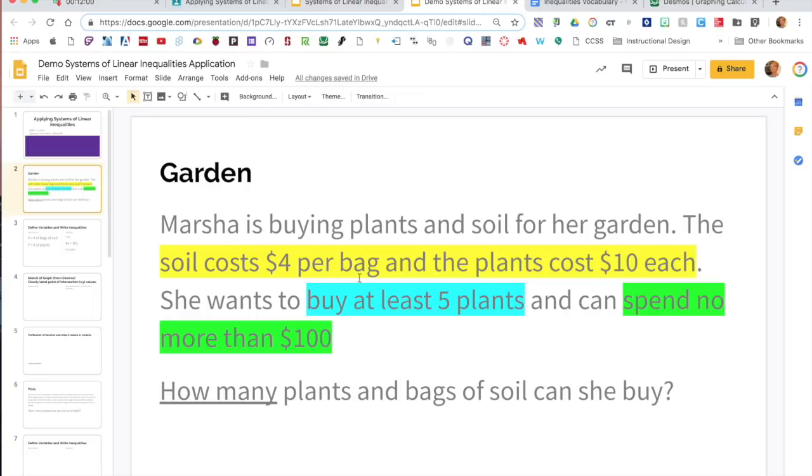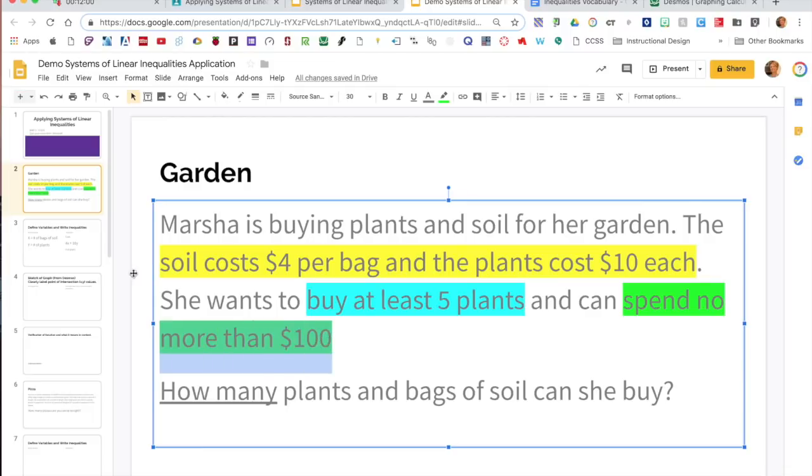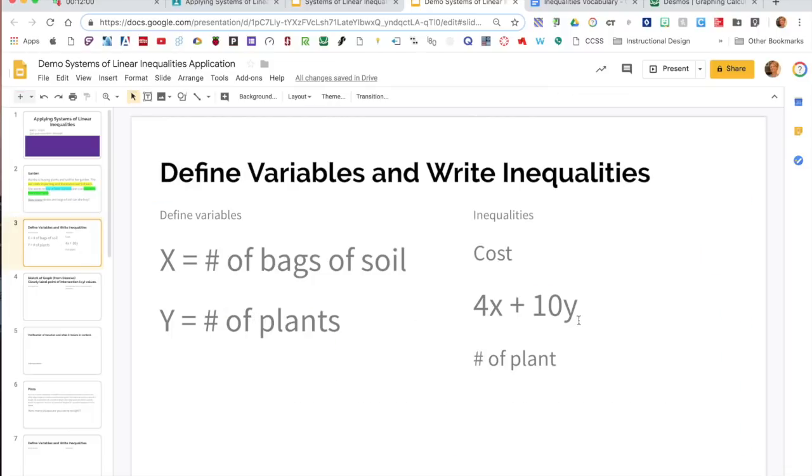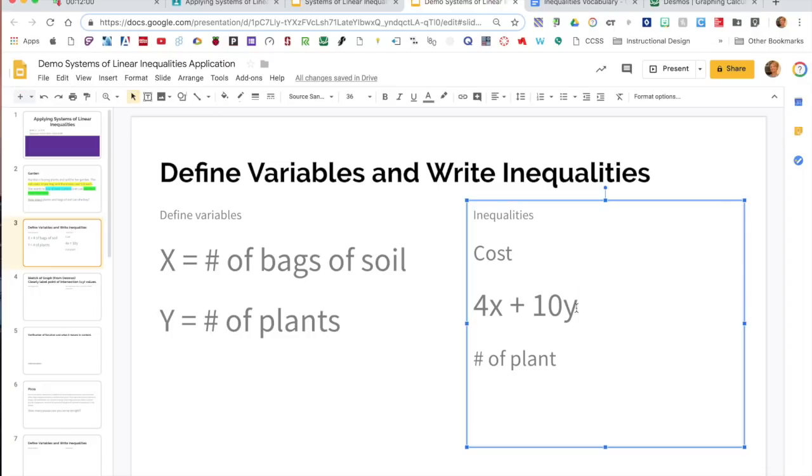And if we look at the amount we're allowed to spend, it says no more than 100. So if you looked on your yellow sheet, no more than 100 would be the same as less than or equal to. So I am going to use my underline tool to make that look like our less than or equal to. So I use the underline and the side arrow button, less than or equal to, turn off the underline, 100. So this says 4x plus 10y is less than or equal to 100.